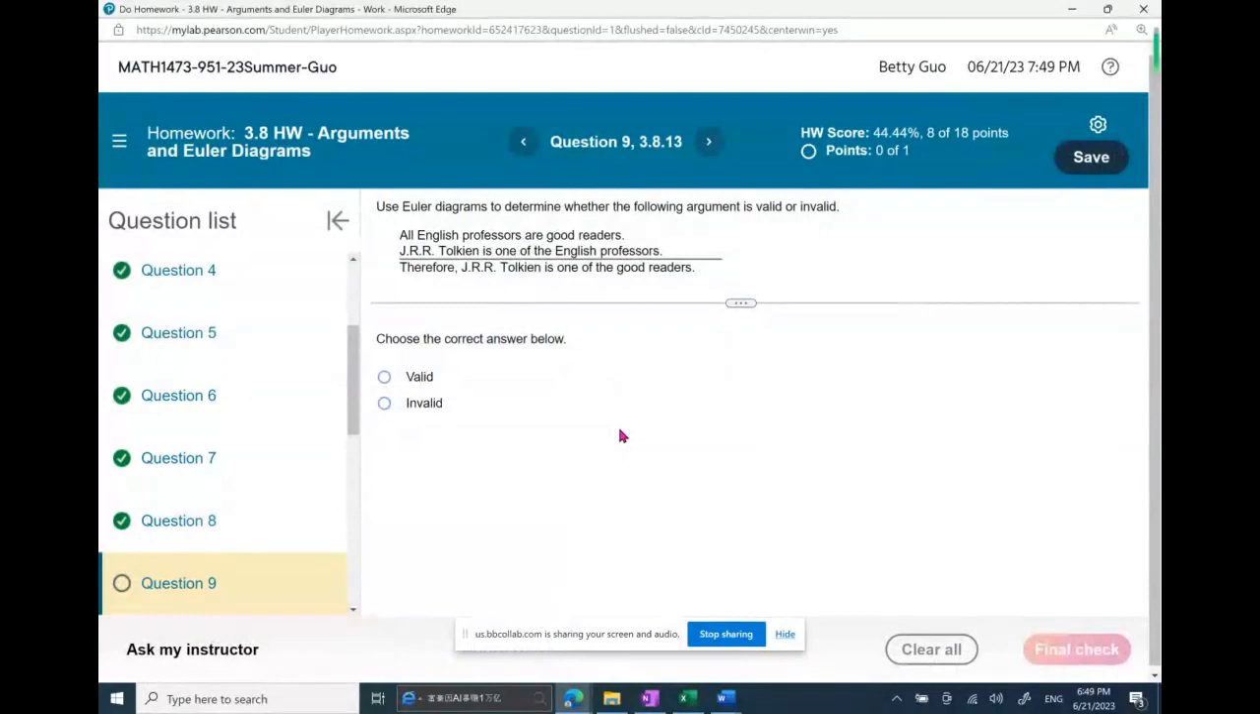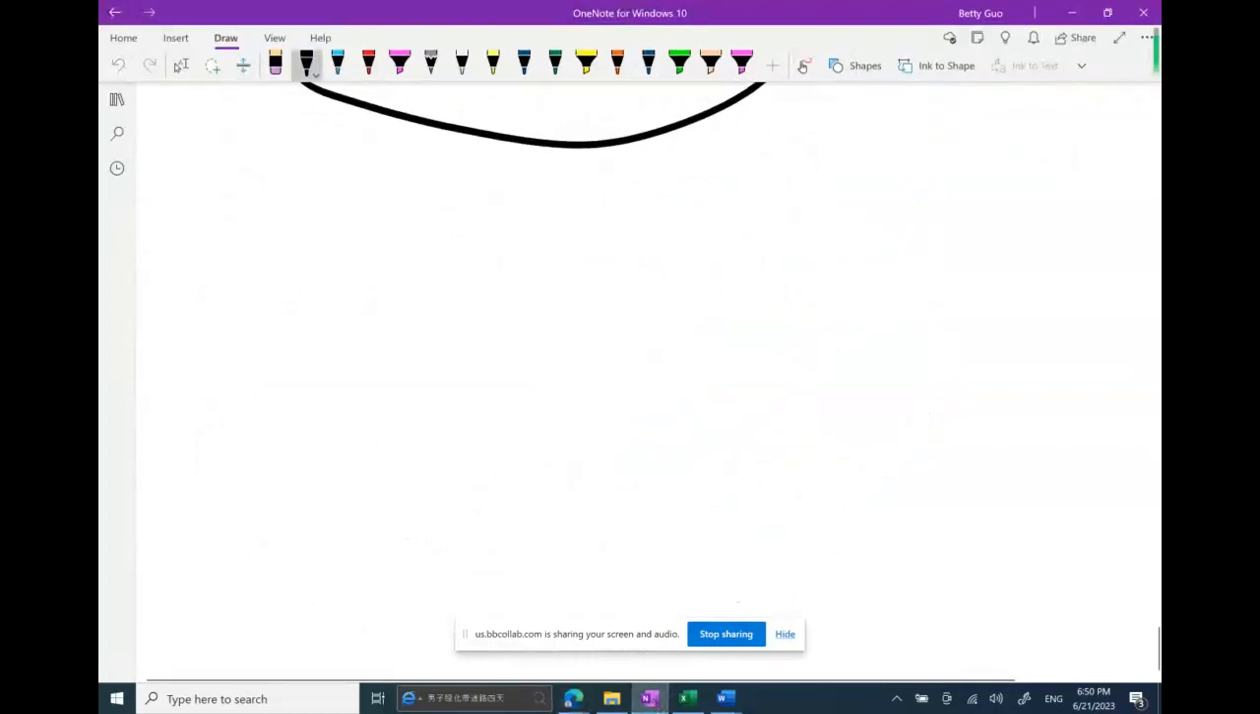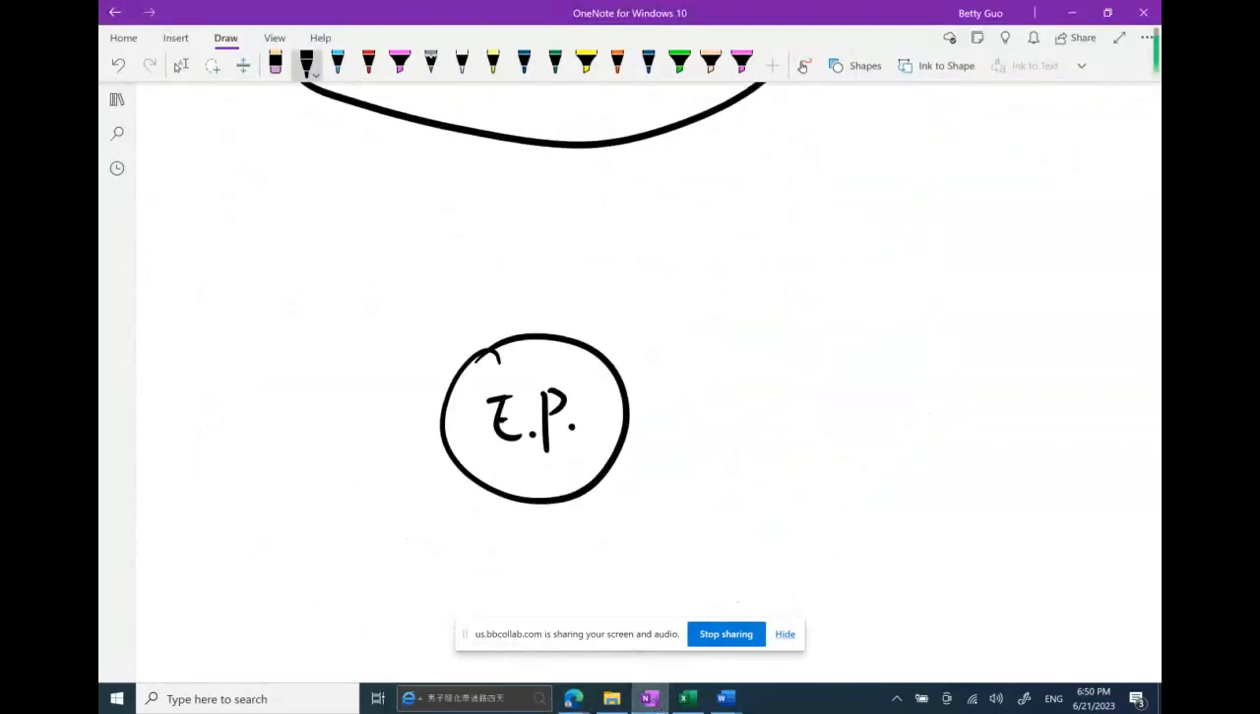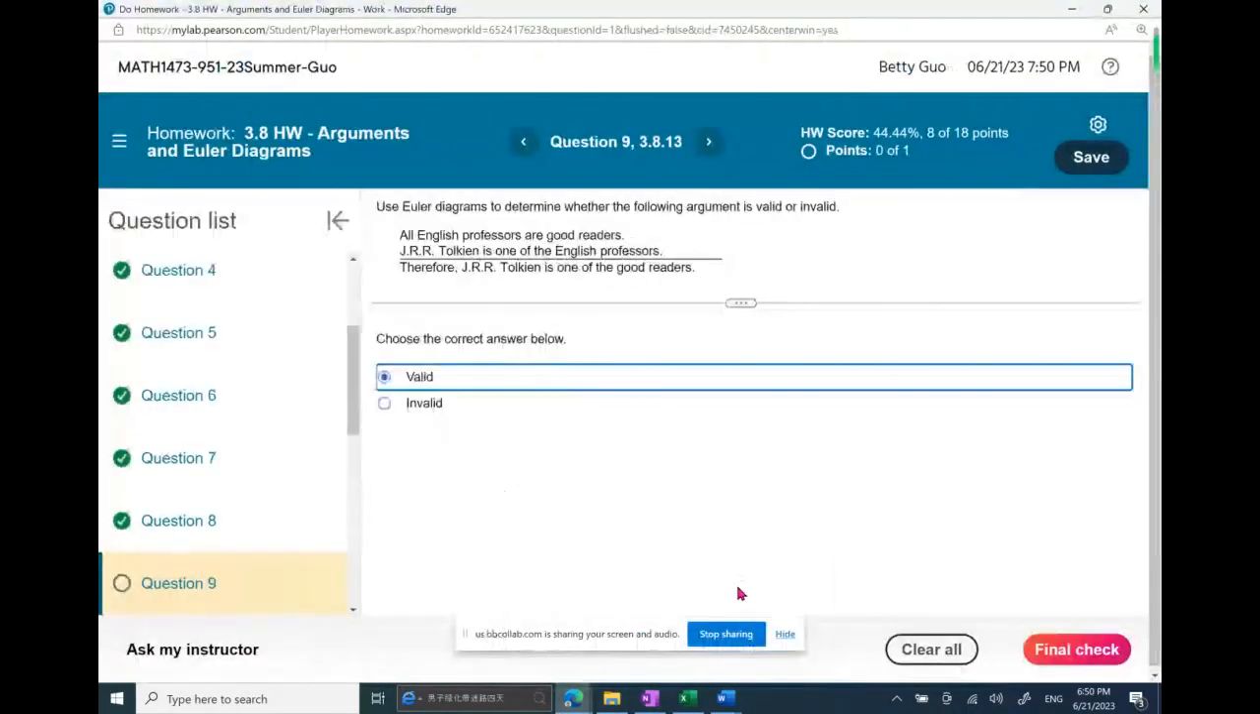Do one more. All English professors are good readers. J.R.R. Tolkien is one of the English professors. Therefore, J.R.R. Tolkien is one of the good readers. That's definitely valid. So this one is straightforward. English professors, good readers. This dot represents the person. The person is an English professor, so the person is a good reader.